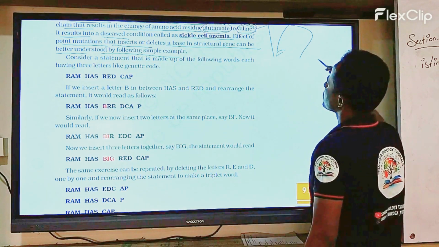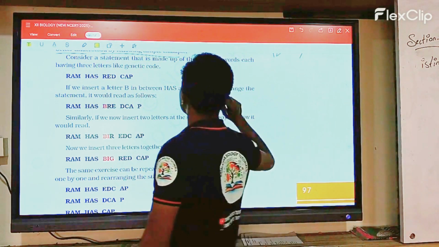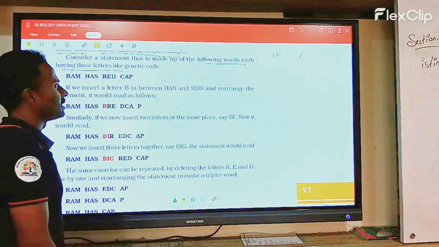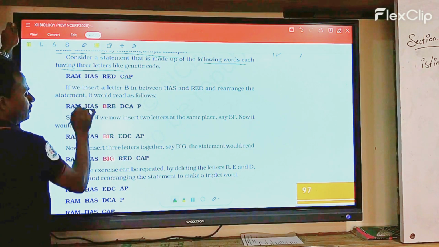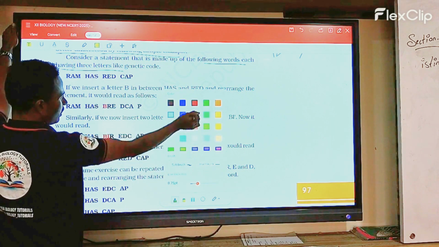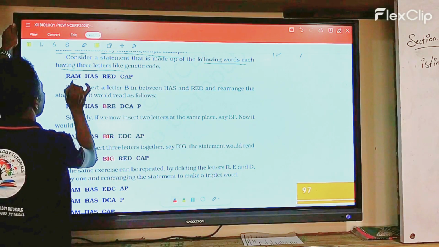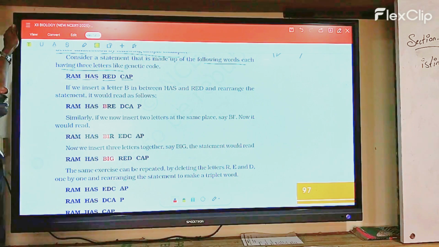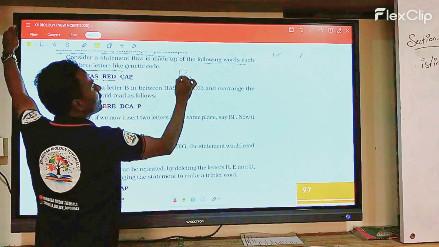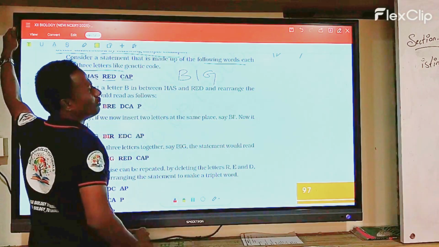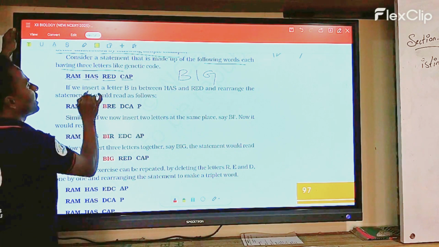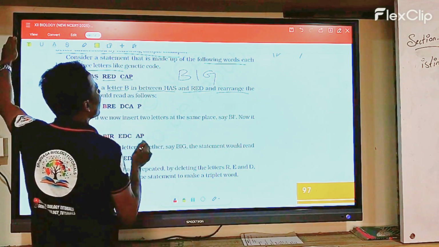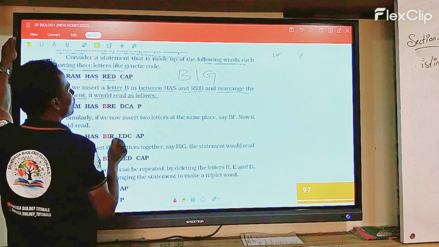Now, next. Consider a statement made up of the following words, each having 3 letters, like the genetic code. First, "Rom has red cap." Am I right? Now in these codons we are adding what? Big, B-I-G. Let's see, we insert the letter B between "has" and "red". It is a rearrangement of the statement when read.